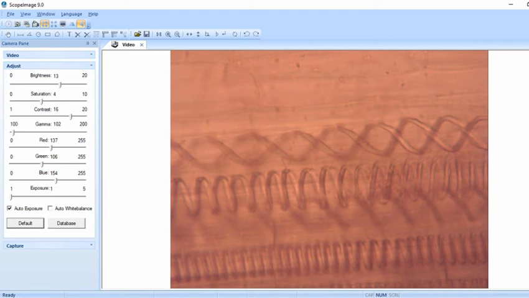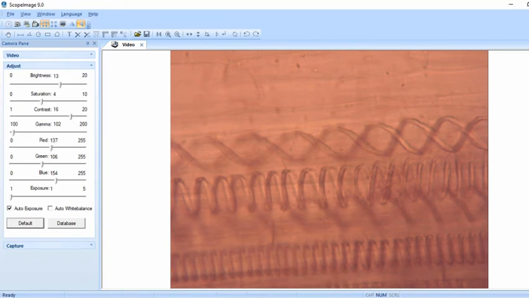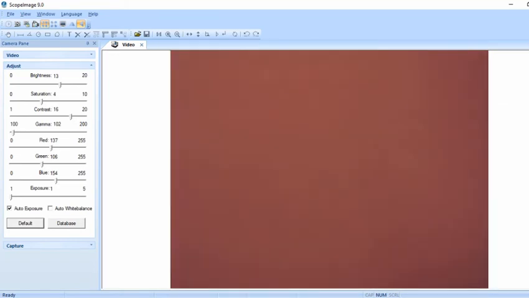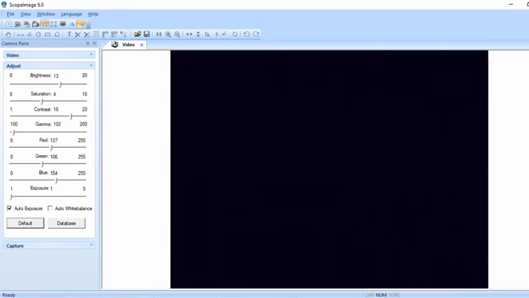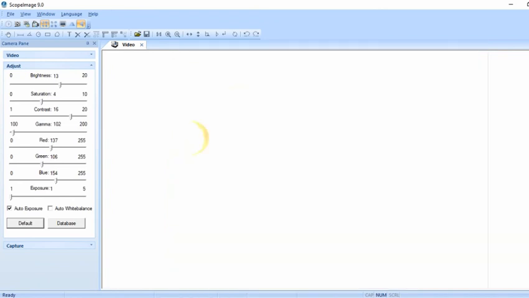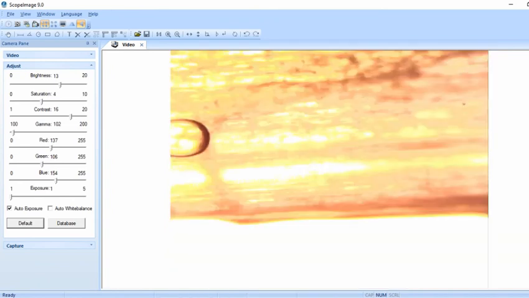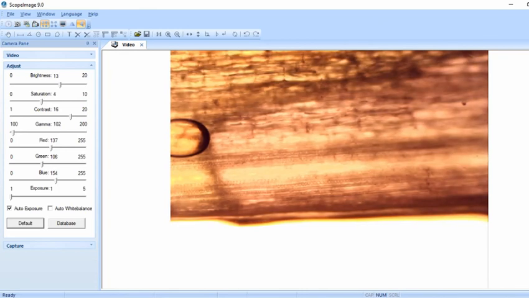What are we on here? This is 40 plus 10, so this is 400 times. I can put up to 1,000 times, but I doubt I'd see anything. I have to be very careful with 1,000 times. I don't want to risk touching the lens to the glass. This slide is not set up really well for that. Ooh, that's really bright.